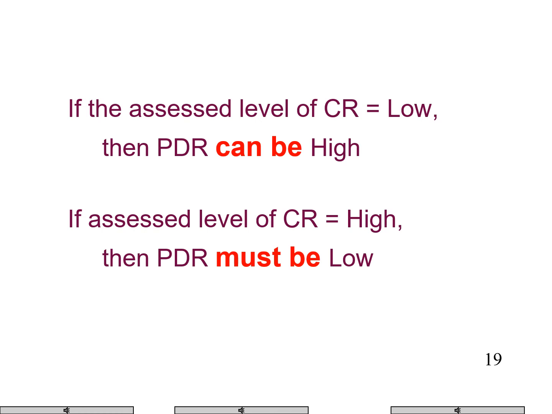If the assessed level of control risk is high, that implies their controls are not effective. If their controls are not effective, we can't rely on their internal controls, so we must perform extensive substantive tests in order to reduce detection risk to an acceptably low level.